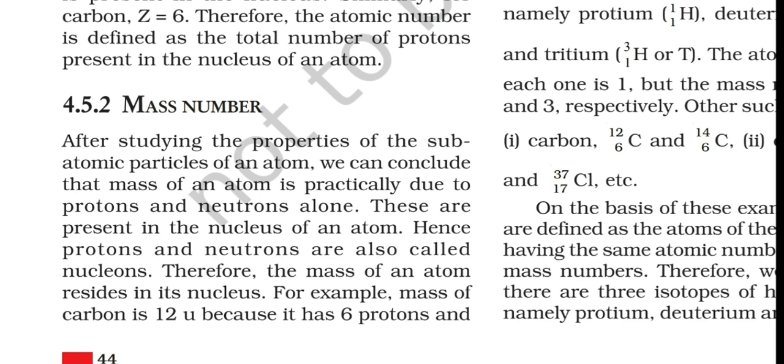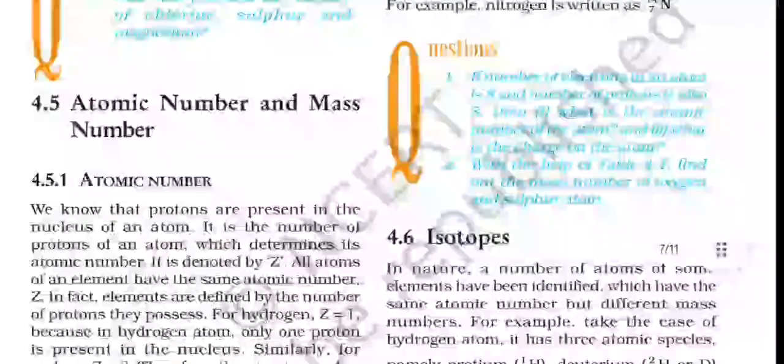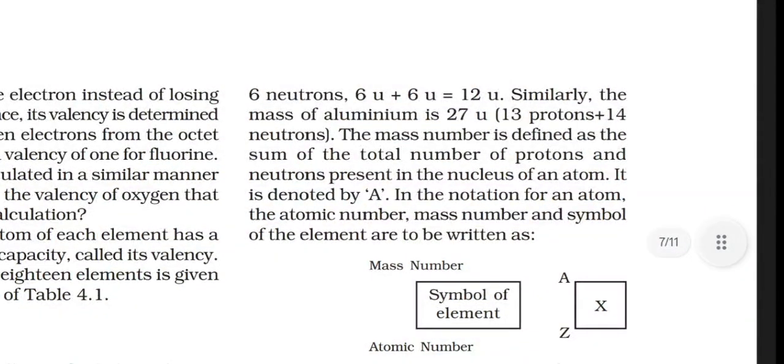resides in its nucleus. For example, mass of carbon is 12 u because it has 6 protons and 6 neutrons. So 6 plus 6 is equal to 12 u. Similarly, the mass of aluminium is 27 u, 13 protons plus 14 neutrons. The mass number is defined as the sum of the total number of protons and the neutrons present in the nucleus of an atom. It is denoted by capital A.